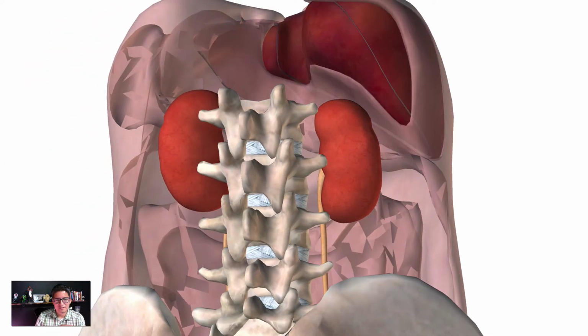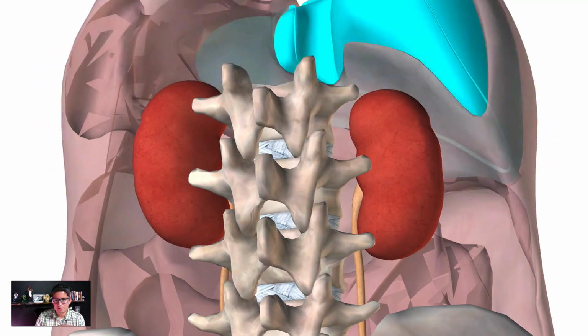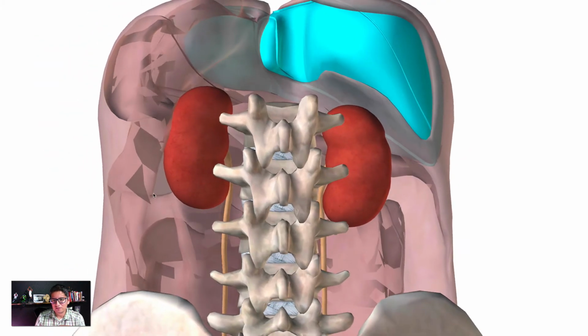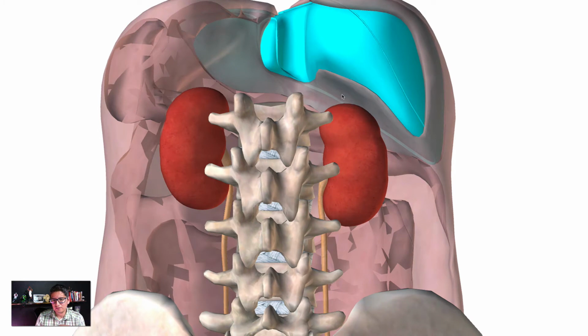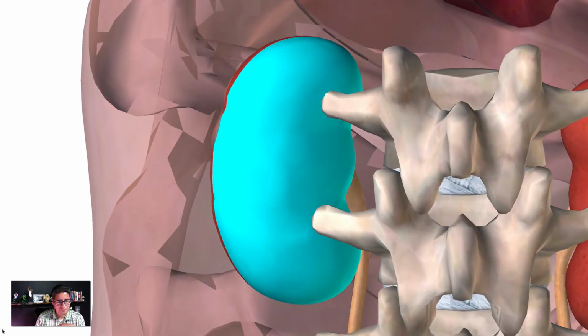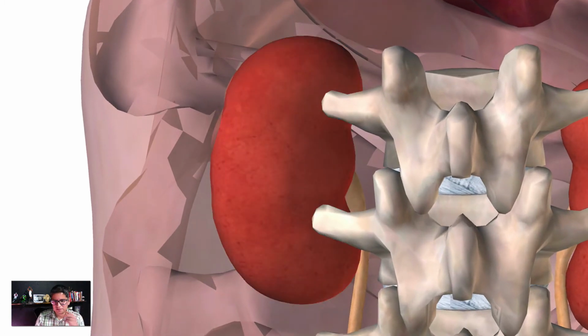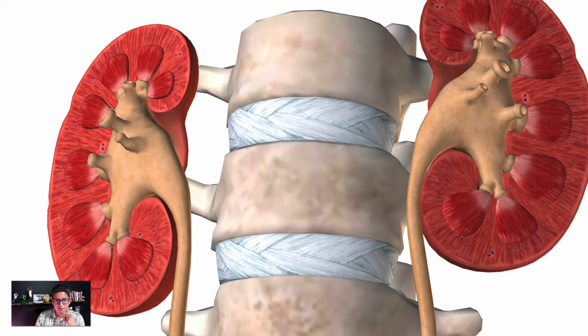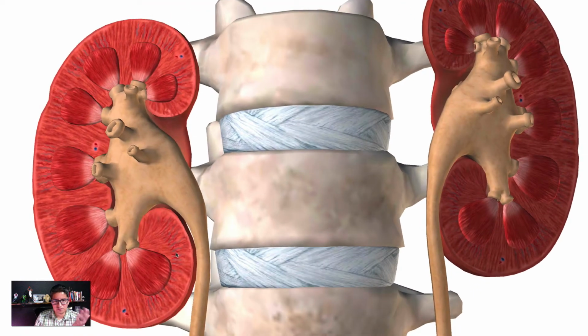So your right kidney sits just below the liver, and the liver kind of pushes it down slightly, giving it a lower orientation than the left kidney. Not really a big deal, but it's just something to notice. Maybe that'll be like an extra credit question on a quiz or something.